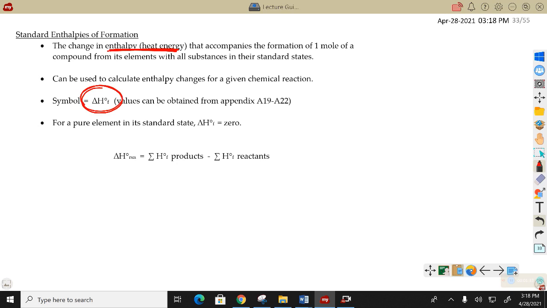Delta H is like our change in heat. The little degree symbol means standard state. So the degree here doesn't really mean temperature. That little degree symbol means that the elements were in their standard state of matter, and then the F stands for formation. So it's the energy change that accompanies the formation of 1 mole of a compound from its elements.